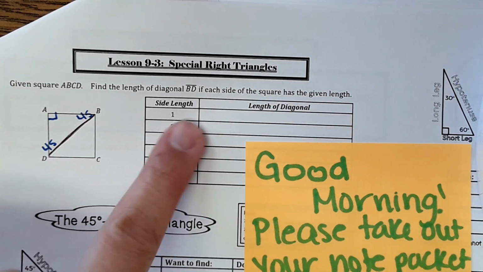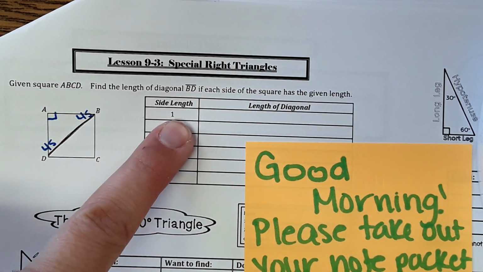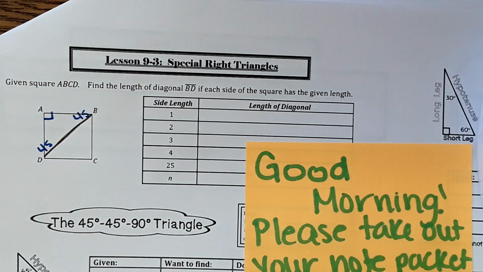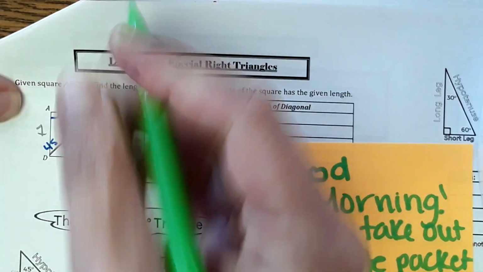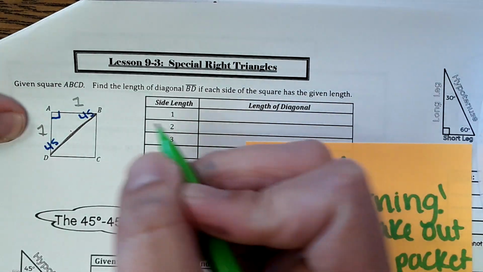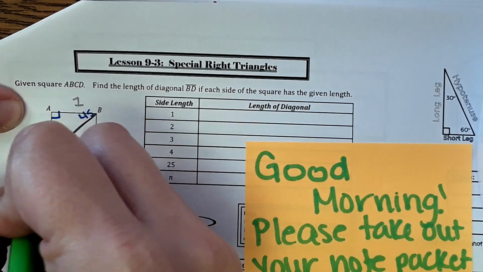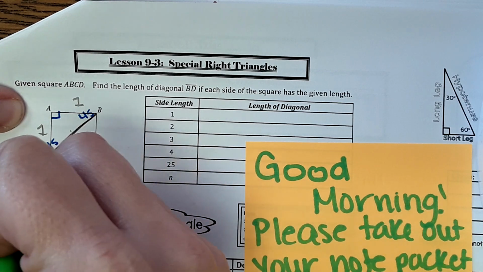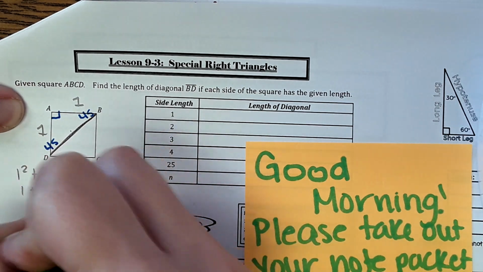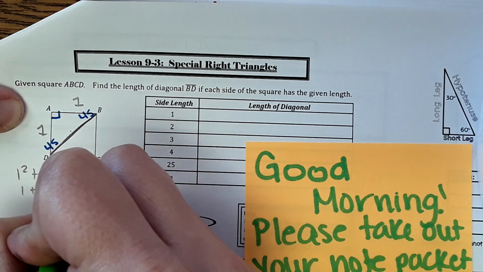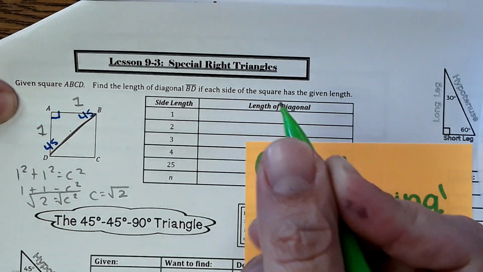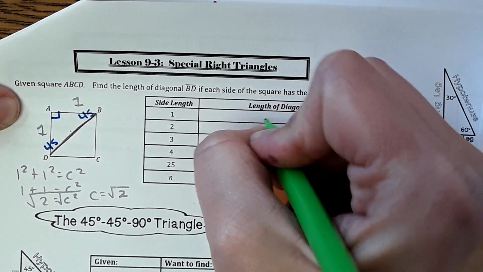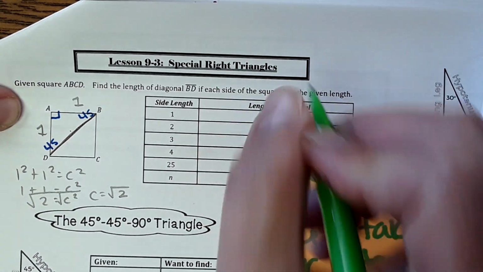And over here, it says, okay, what if the side length of the square is 1? So I'm using pencil because I might erase. What if the side length here of the square is 1? What would the diagonal be? Well, you could use Pythagorean theorem, 1 squared plus 1 squared equals c squared. You'd get 1 plus 1 equals c squared. And the answer would then be square root of 2. So c, the diagonal, is square root of 2. So when the side length is 1, the length of the diagonal would just be square root of 2.